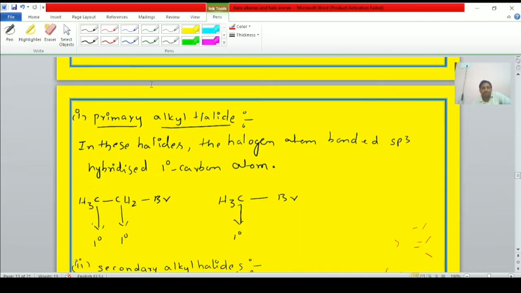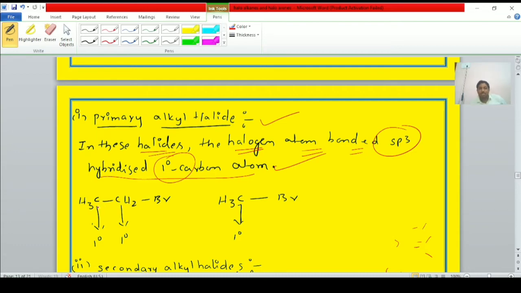First one, primary alkyl halide. In these halides, the halogen atom is bonded to an sp3 hybridized primary carbon atom. Let us consider, student.